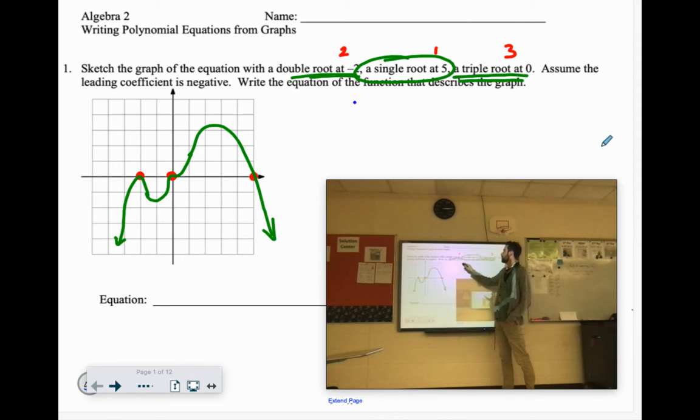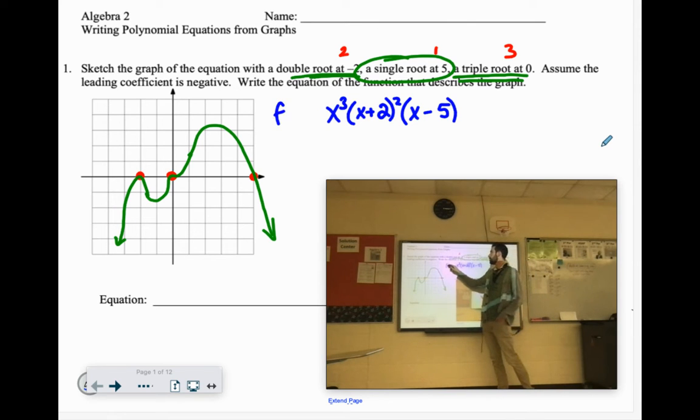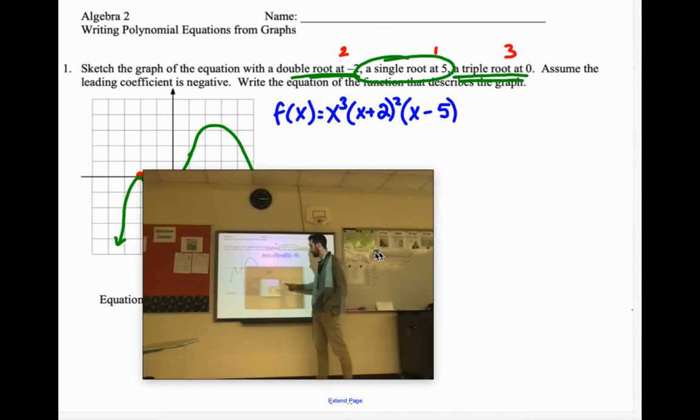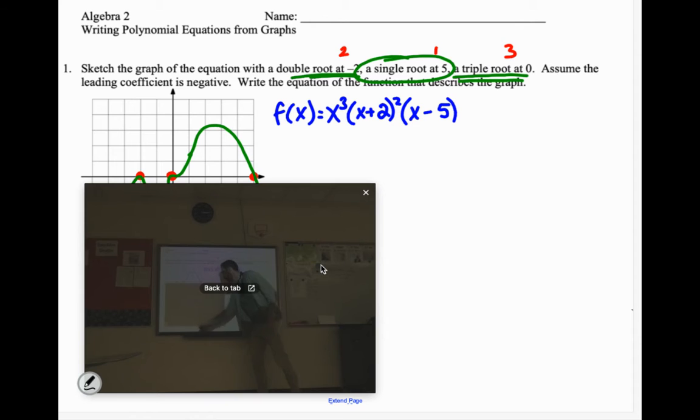at -2, so that could be written as x plus 2 to the second power, right? Double root. Single root at 5, and then a triple root at 0. That can be written with an x cubed on the outside. So here is our function. We just need to multiply this out now, which, we've done it. It can be kind of a pain, but it's okay.